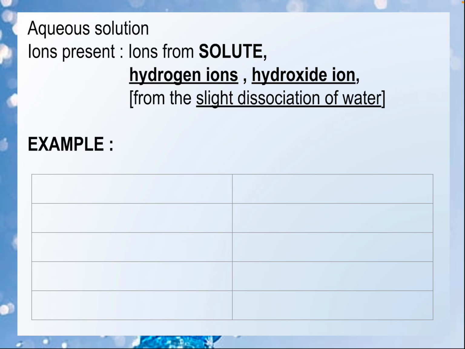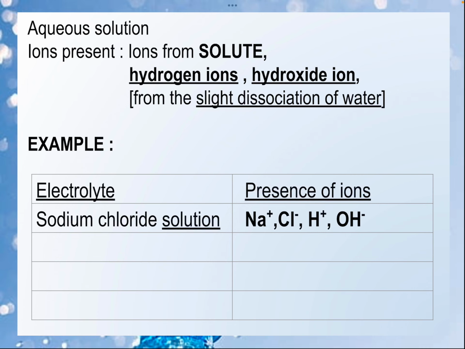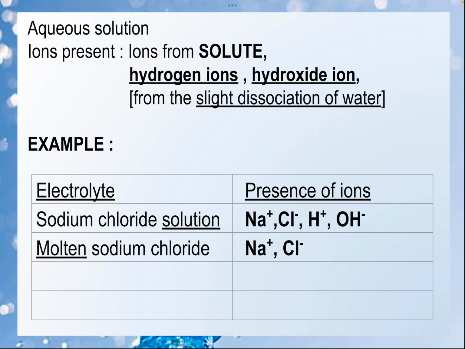Okay, so now example yang saya akan bagi kat sini ialah yang pertama, katakan sodium chloride solutions. So there are presence of ions. The ions presence are sodium ions, chloride ions, hydrogen and hydroxide ions from the water, from the dissociation ataupun ionization of water. Next, kalau molten sodium chloride, yang ni kita bandingkan lah ya, macam yang kita belajar sebelum cuti hari tu. Kalau molten sodium chloride, the ions presence are sodium ions and chloride ions.